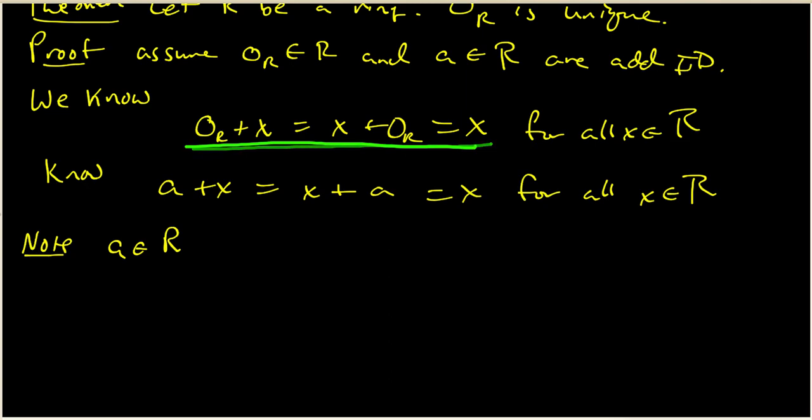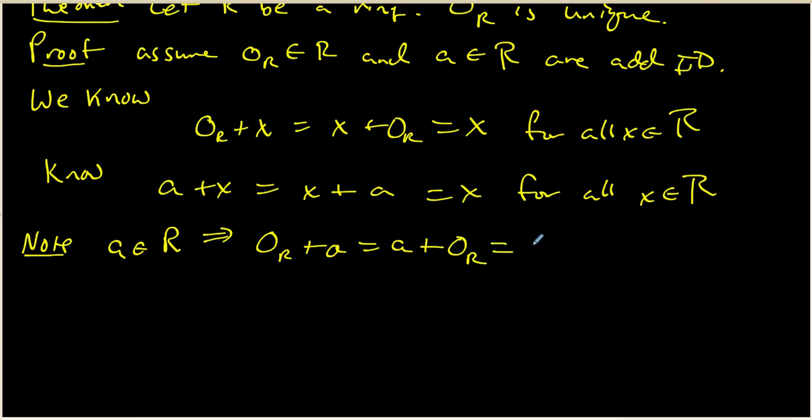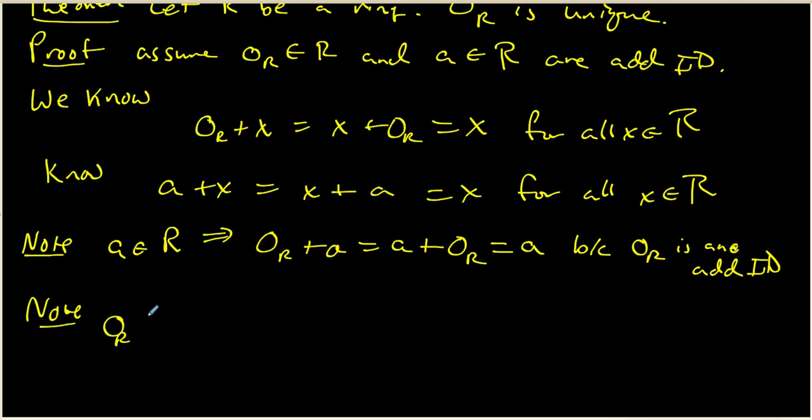So the fact that A is in R is enough to imply that 0 plus A is equal to A plus 0, and that they are both equal to A. And this is because 0 is an additive identity. But I also want to note that 0 is a perfectly good element of R. And so I can plug in 0 into this particular universally quantified statement. In other words, I can make x equal to 0 in this particular double equation.